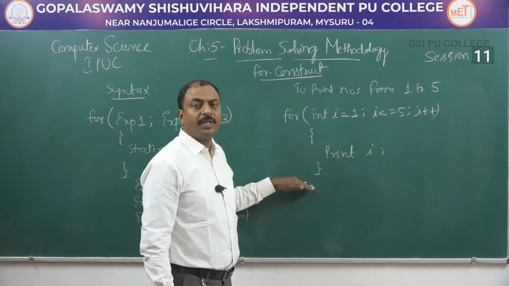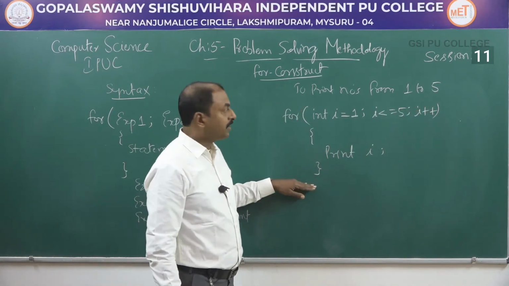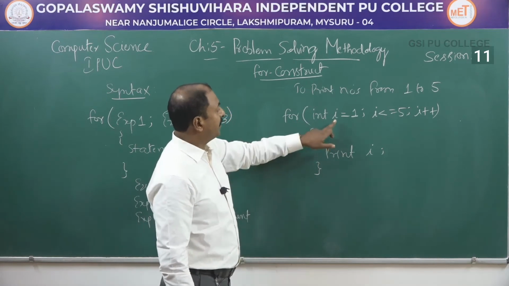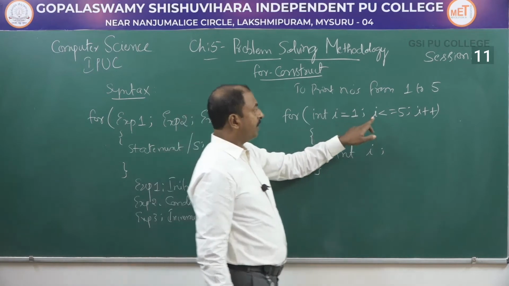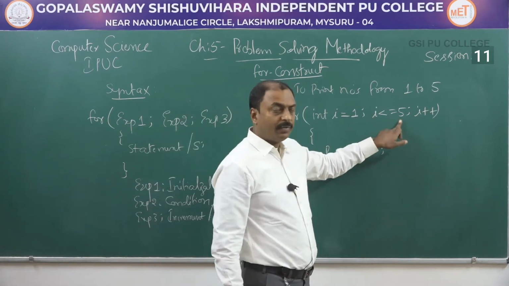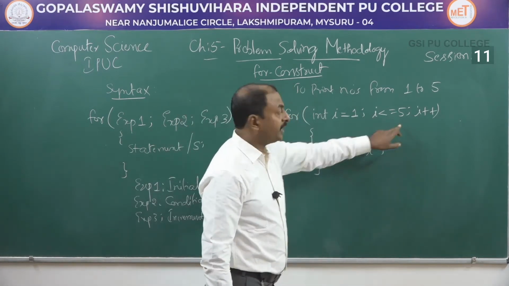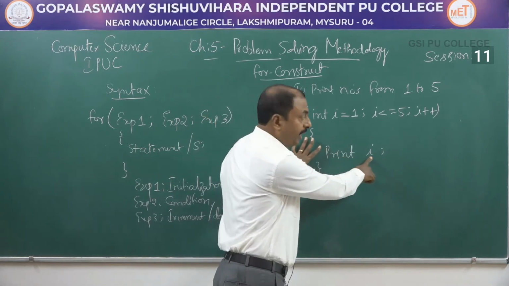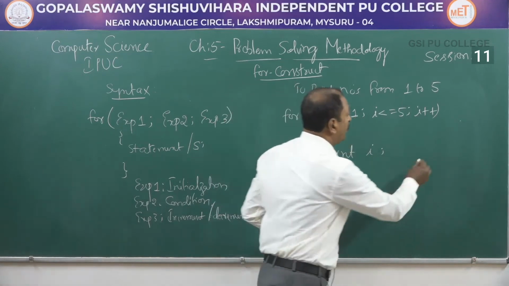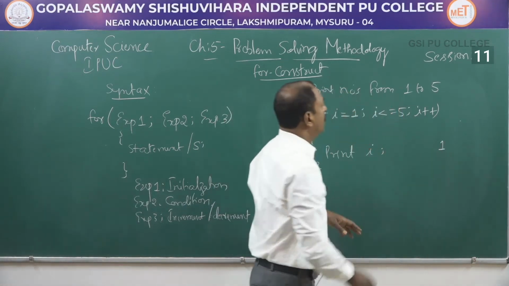Okay, let us see how it executes the statements in the for construct. At the beginning, i's value is equal to 1. So it checks for the condition. 1 is less than or equal to 5, so the condition is true. It enters this construct, the loop. Accordingly, it prints the value of i. Here the value of i is 1. It prints the value 1.